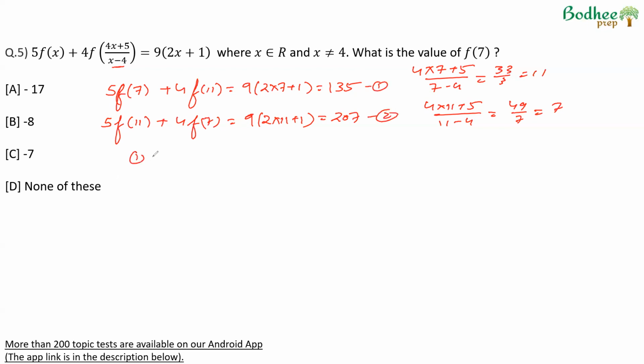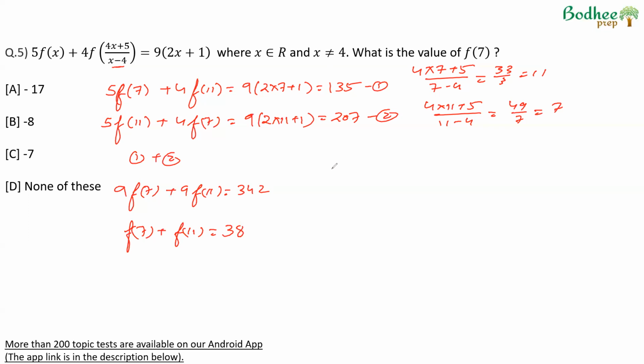Add equation 1 and equation 2 because the coefficients interchange. Therefore, 9 times of f7 plus 9 times of f11 is equal to 207 plus 135, which is 342. Dividing by 9, we get f7 plus f11 is 38. 9 4s are 36. 9 3s are 27. 7 2s are 72.